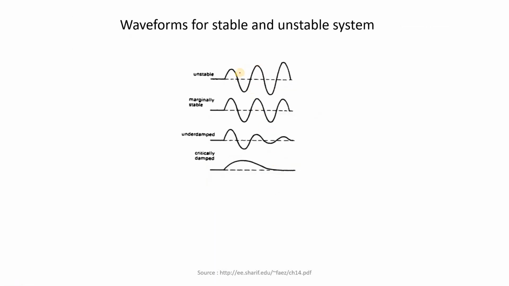This is the illustration. This system is unstable, this is marginally stable. That means your oscillations are not building up, but altogether they are also not dying. This is an underdamped system, which means it will take some time to decay, and this is a critically damped system, which means your system becomes stable at once.